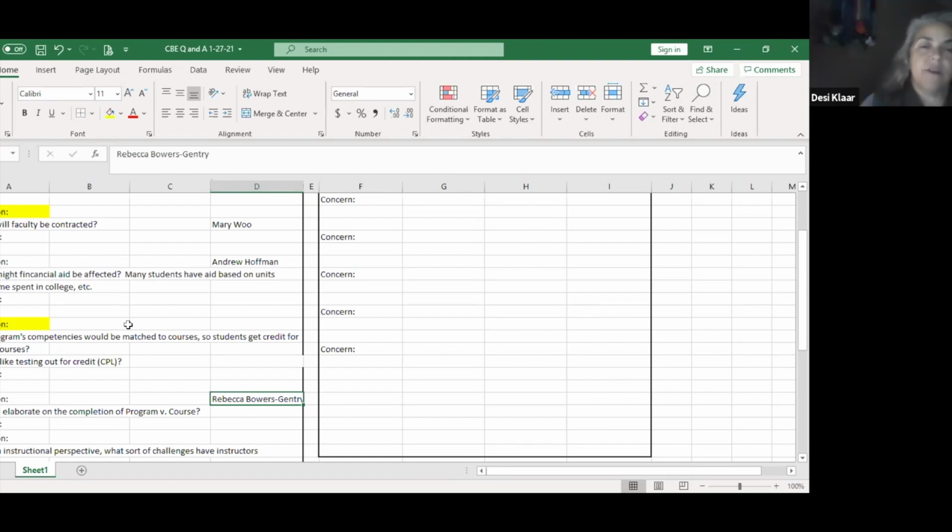Okay, so another one of the we-don't-knows-yet would be how might financial aid be affected? I didn't mention that. Many students have financial aid based on units and time spent in college. It's kind of one of those we just don't know yet, correct?